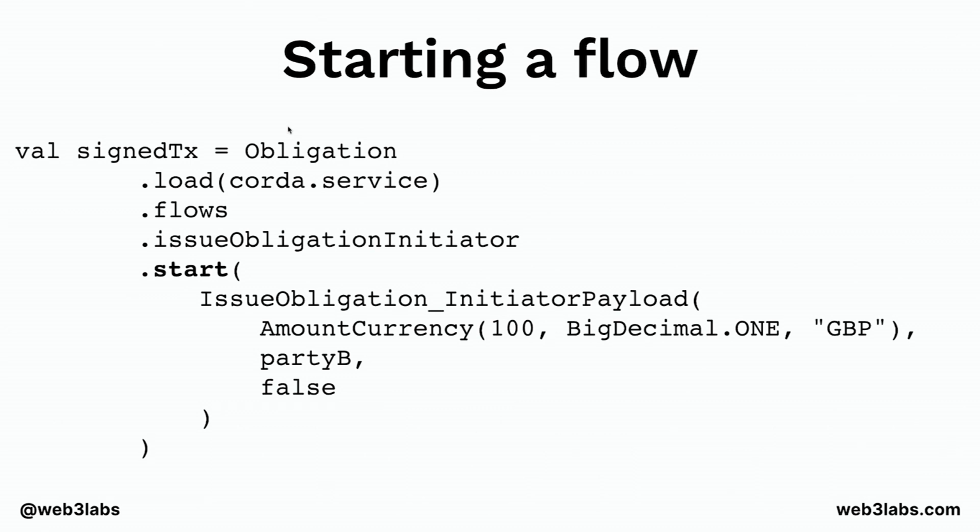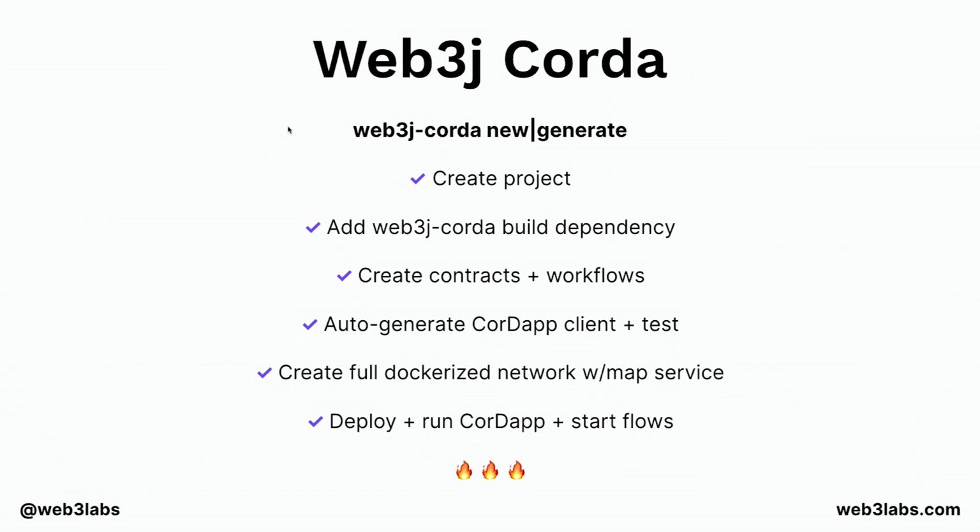Everything in here is type safe, so if anywhere you weren't passing the correct path, or if you are not aware of what the inputs are for this particular flow, everything is auto-generated, so we can easily verify the whole thing. Issue obligation flow returns a signed transaction, which once the whole thing is executed, gives us a signed transaction. So you can start a flow and start working with it with as simple as this one line of code.